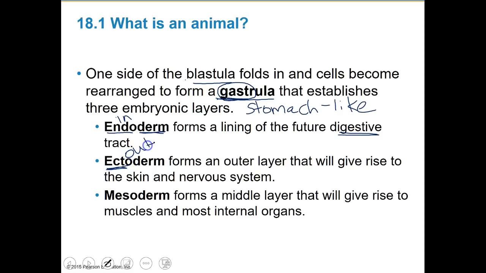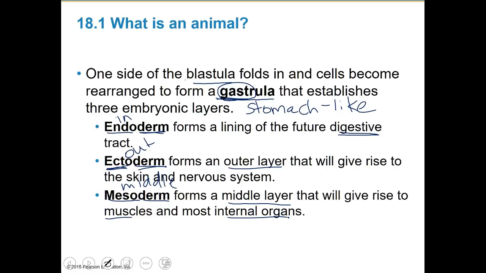So this forms the outer layer, the outer lining, the ectoderm, that will give rise to the skin and the nervous system. And then we have a mesoderm. Meso means middle. So this is sort of the middle lining that forms a middle layer, giving rise to muscles and internal organs, the stuff that's on the inside.